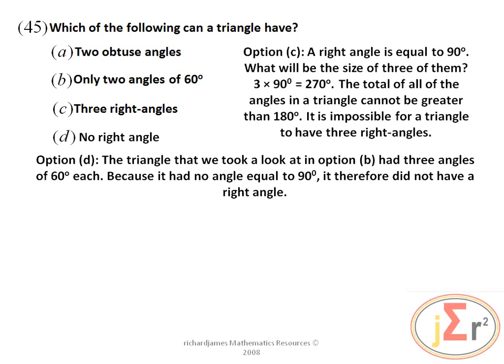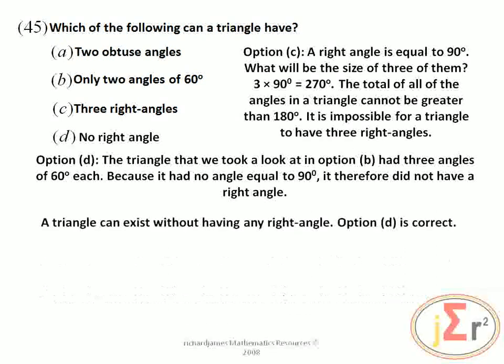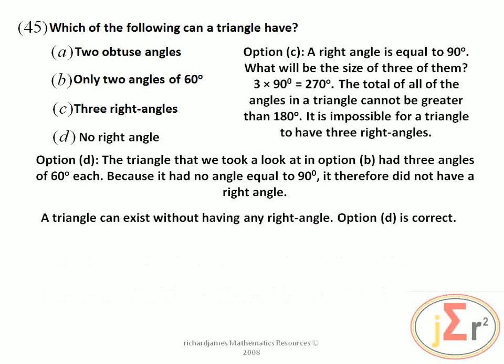Well, there's a special name for a triangle that has a right angle. It is called a right angled triangle. But there are countless other triangles that do not have a right angle. So, option D, a triangle can exist without having any right angle. Option D is correct.